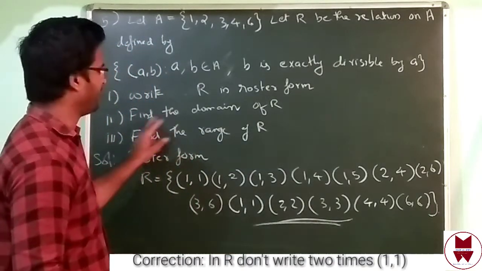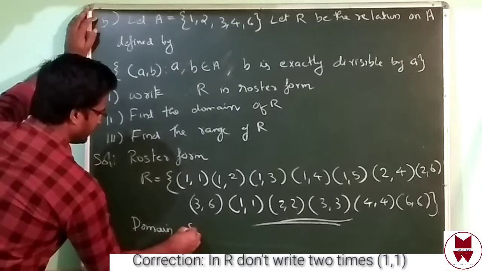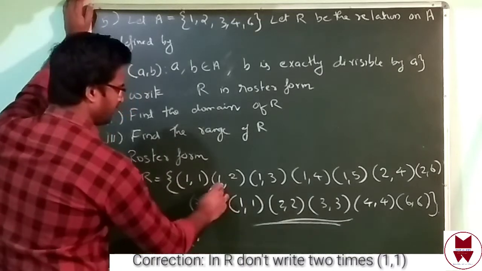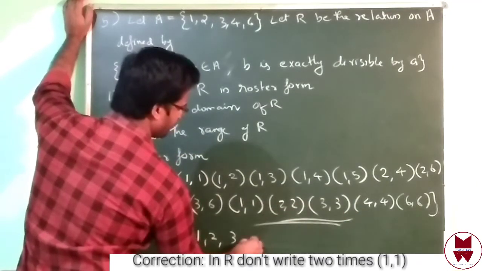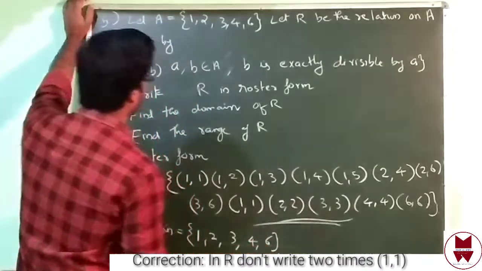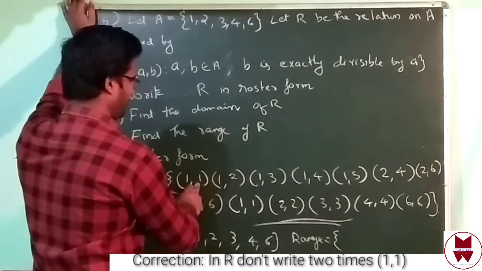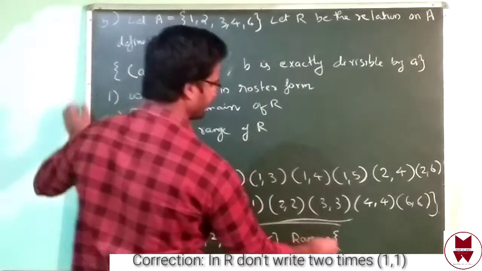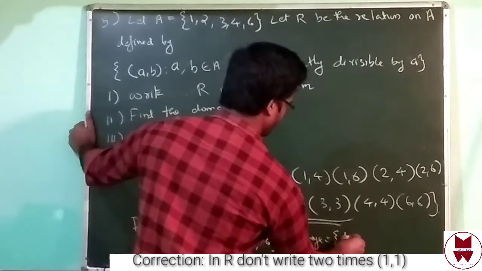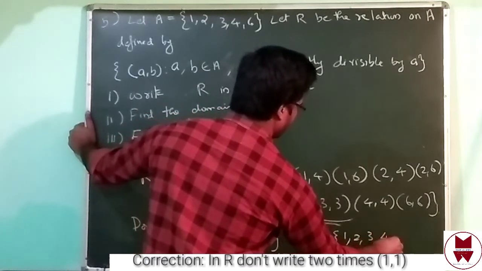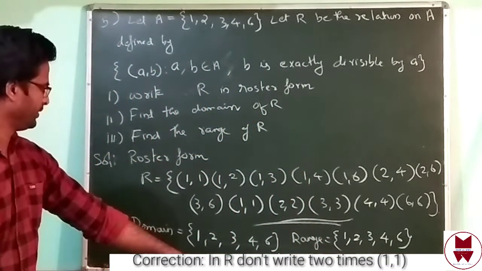Then after that, what do we have to write? Find the domain. Domain means 1, no need to repeat, then 2, 3, 4, 6. This is the domain. Range: the range is also the same, 1, 2, 3, 4, 6. This is 6 only, not 5. This is our answer, the range and domain.